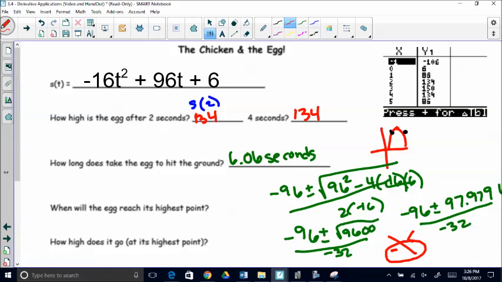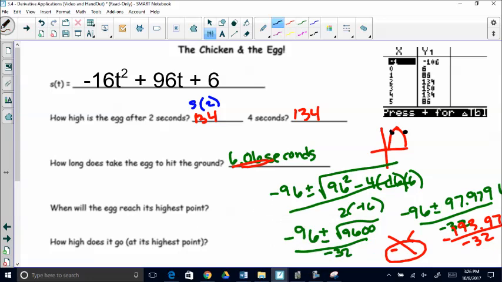But if you do negative 96 minus 97.979, hit enter, you'll have negative 193.979 divided by negative 32. Hopefully we get, sure enough, 6.06 seconds. So if you can use the calculator, use the calculator every single time, you never have to do the quadratic formula. But if you can't use the calculator, you're going to have to use the quadratic formula in there.